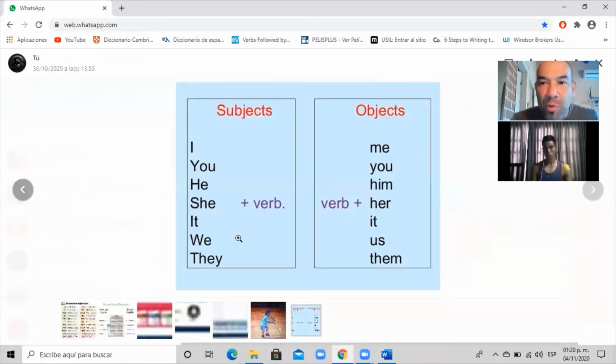Do you remember this? Here we have the subject pronouns: I, you, he, she, it, we, they, plus a verb. The verb is always after subject pronouns. And remember the object pronouns. The one for I is me, you, he is him, she is her, it, we is us, and they is them. And they always come after the verb. Okay? That's the difference, remember? Yes. Okay, perfect.